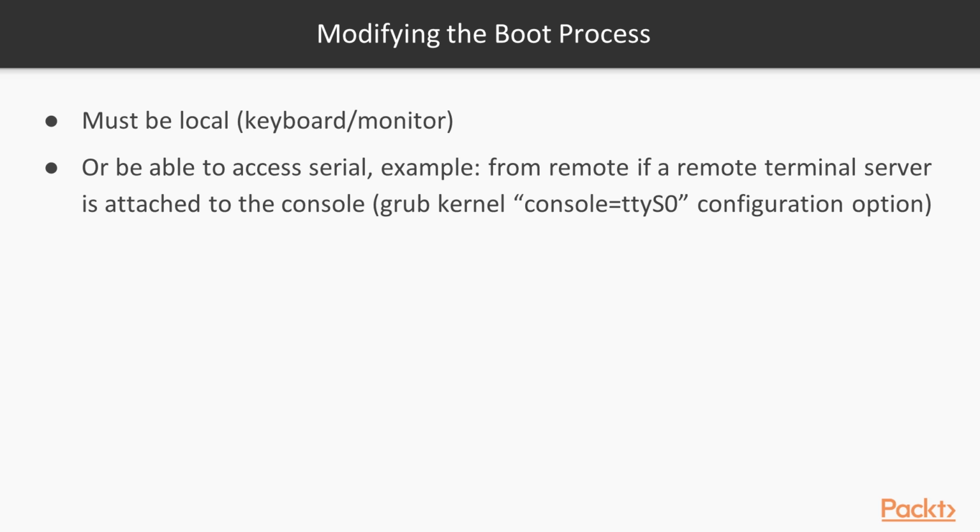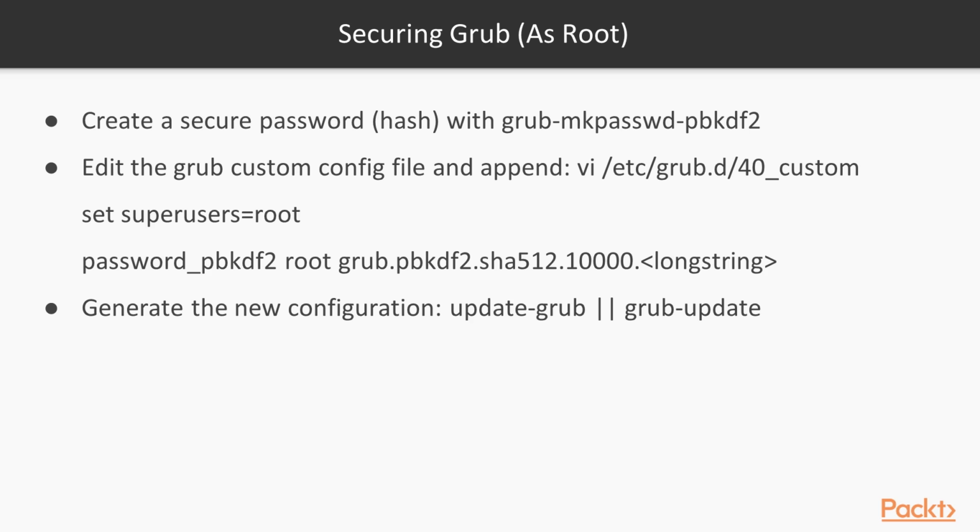To be able to perform the attack I just showed you, the attacker must be local, so have access to keyboard and monitor. However, especially in data centers, servers are usually configured to have a serial console attached to a terminal server. If an attacker is able to compromise that, he can even perform that attack from remote. How do we prevent this attack? The bootloader we just saw is GRUB, which is the default bootloader in every Linux operating system now.